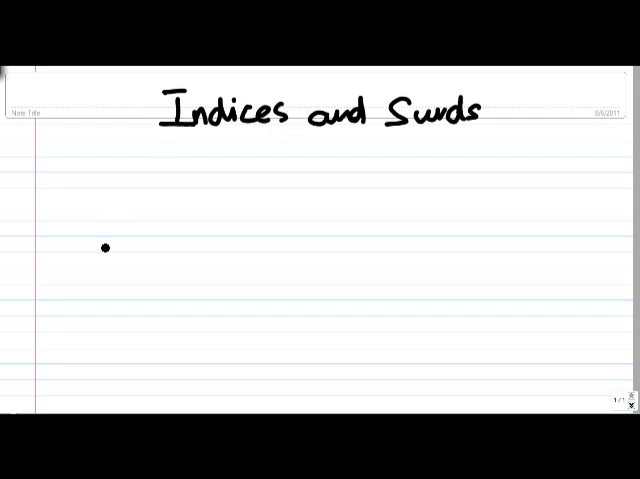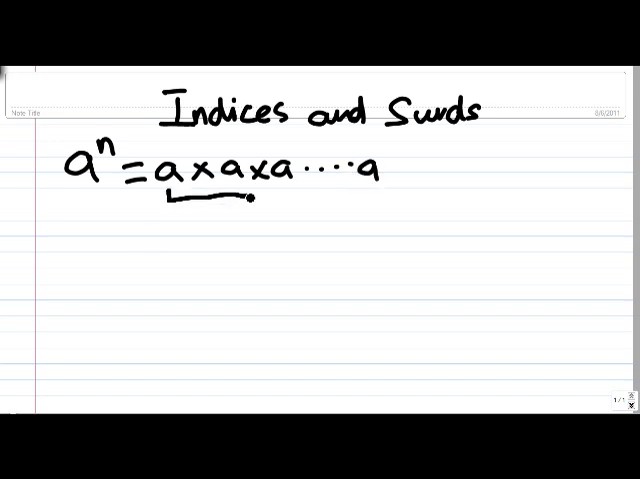Okay, just a few things you should know before we start learning the laws of indices. If I had something written, you can also call it a to the power of n. Alright, a to the power of n is actually a times a times a times a, n times.